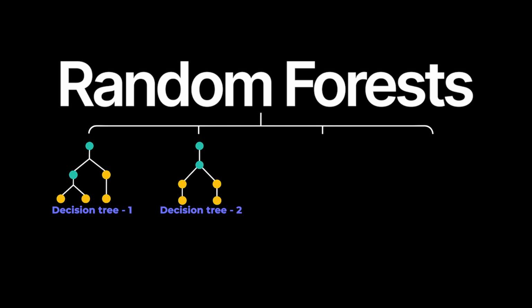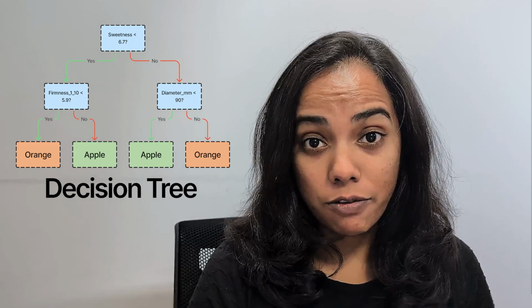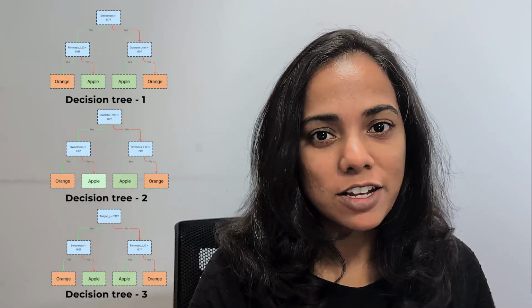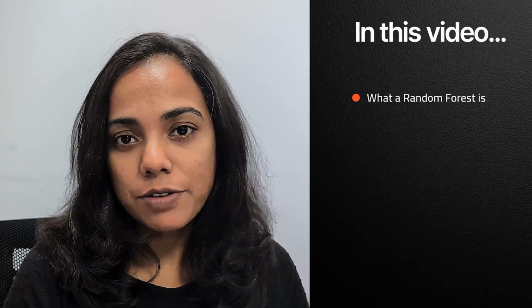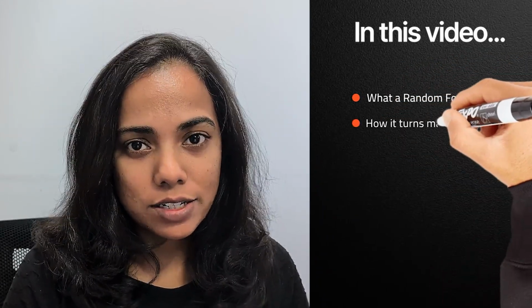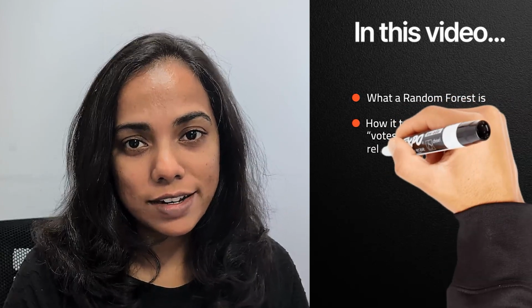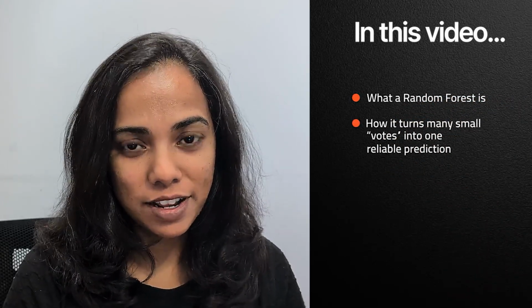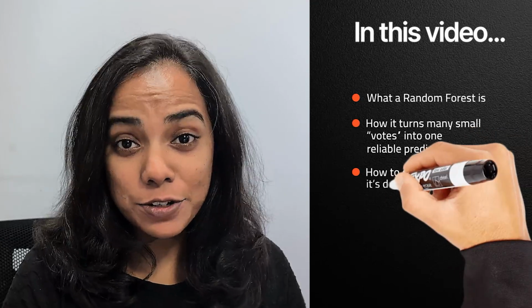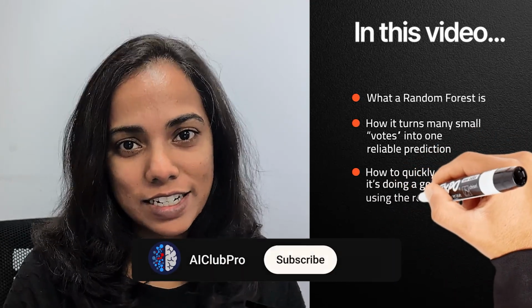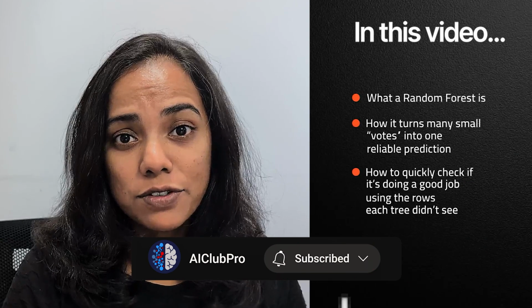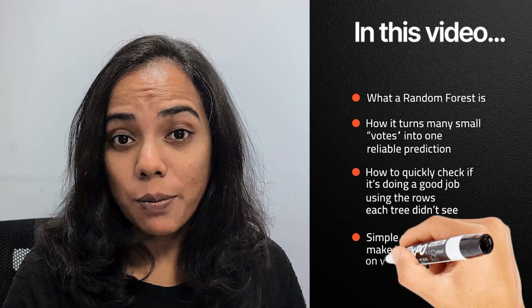Today, we'll unpack random forests, which is essentially a bunch of decision trees working together. A single tree can be jumpy. A forest averages many trees to stabilize predictions. By the end, you'll know what a random forest is, how it turns many small votes into one reliable prediction, how to quickly check if it's doing a good job using the rows each tree didn't see, and a few simple settings that make it work well on your data.